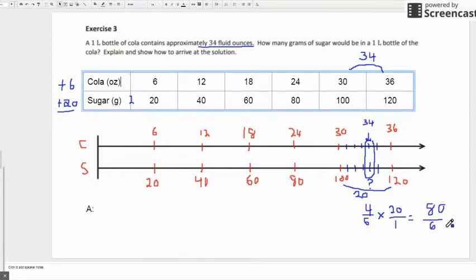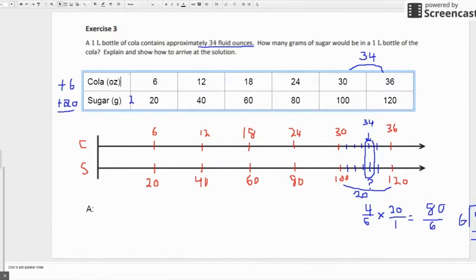And now I can do the division. Remember, 80 over 6 is an improper fraction. So let's go ahead and do the division. 6 on the outside, 80 on the inside. 6 goes into 8 one time. This gives me 6. Subtract, we get 2. Bring down the 0.